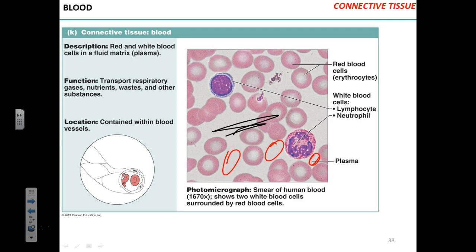Now, to kind of sum up with the connective tissue. Connective tissue proper.